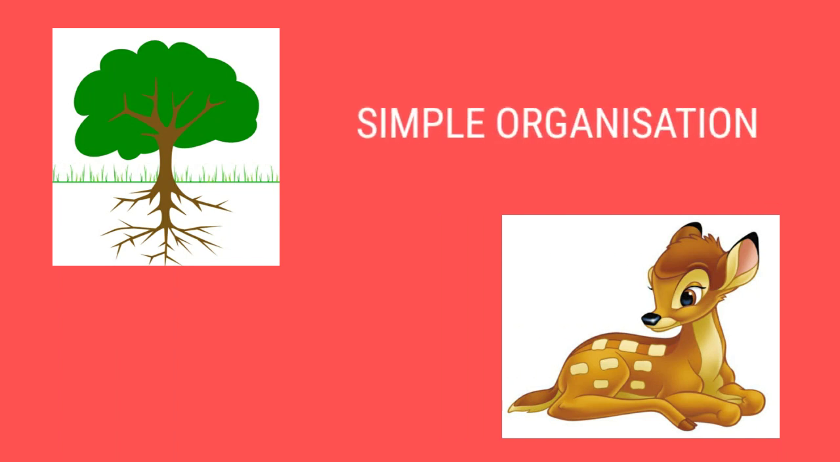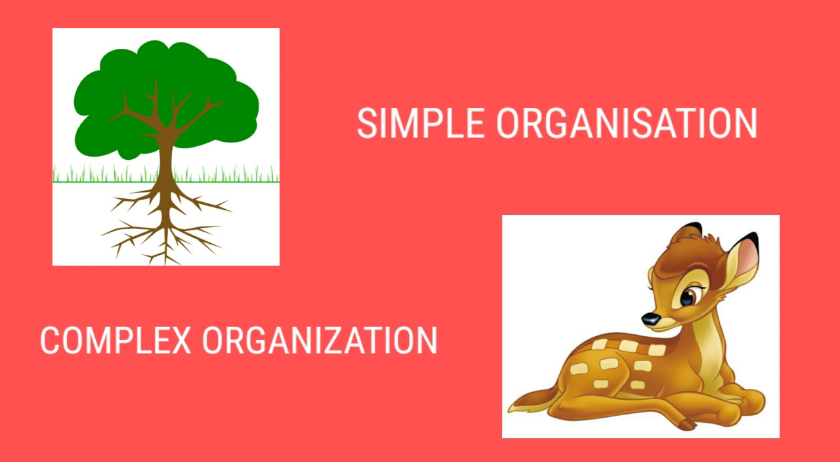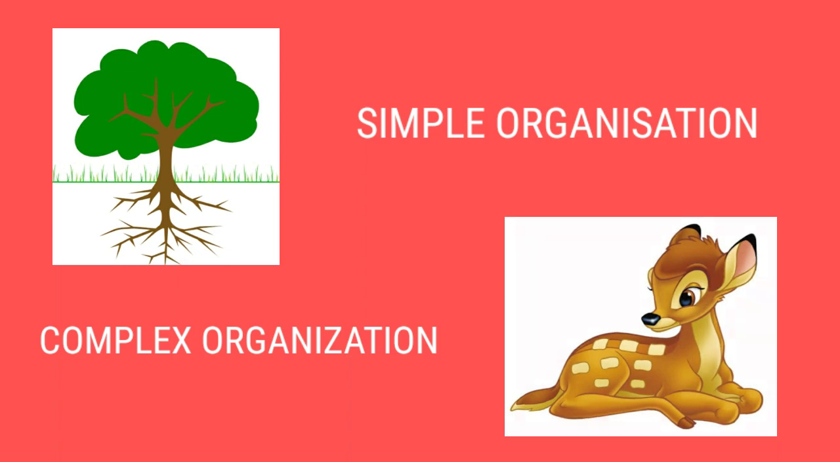The organization of plant tissues is simple, whereas the organization of animal tissues is complex, with the development of more specialized and localized organs and organ systems.